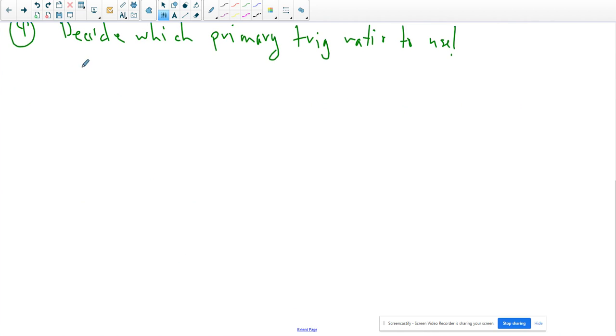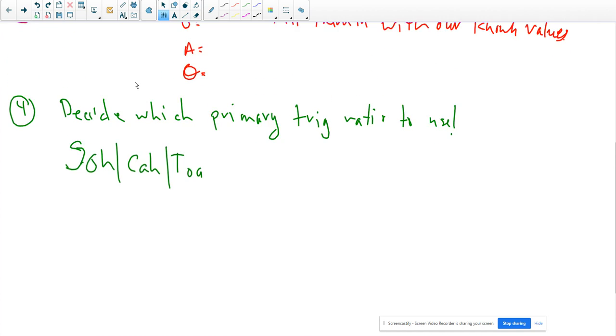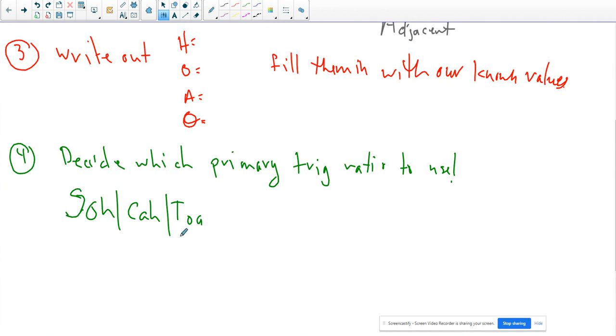So we're going to write out SOHCAHTOA. And depending on what was populated in step 3, it's going to dictate which of our ratios we're going to use. If we have O and H, we're going to use sine. If we have A and H, we're going to use cos. And if we have O and A, we are going to use tan. So we're going to use that to decide. So let's say arbitrarily that we say, oh, we're going to use tan.